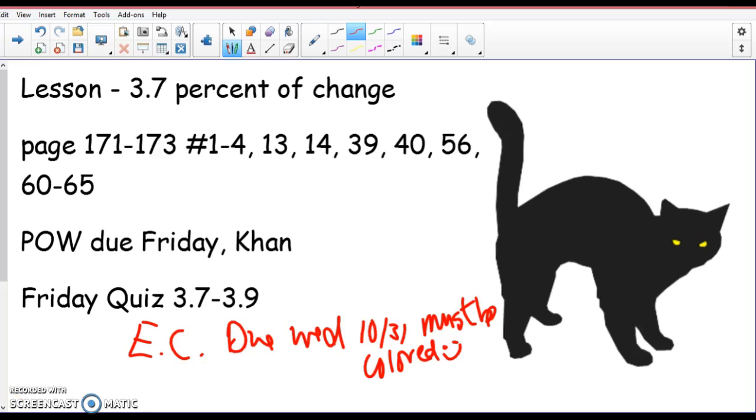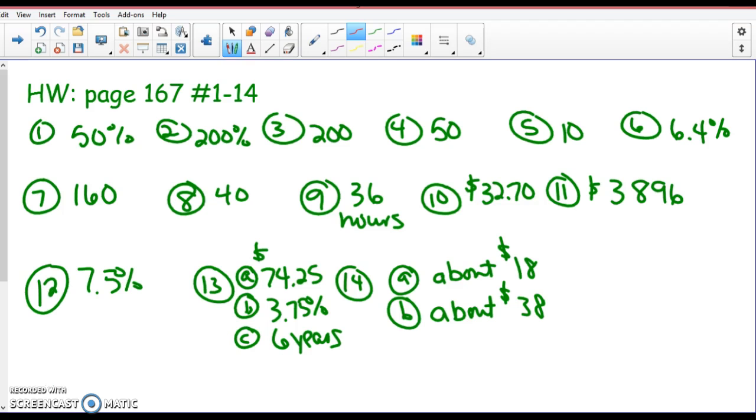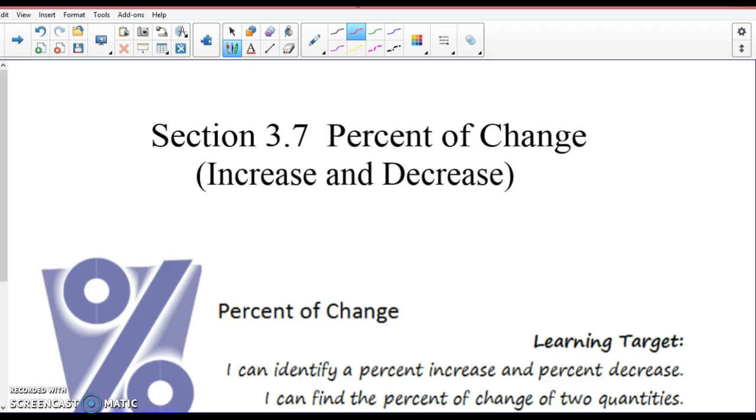Okay, today we're talking about lesson 3.7, percent of change. That's the homework that goes with it. Here's the answers to last night's homework. You can pause and check.